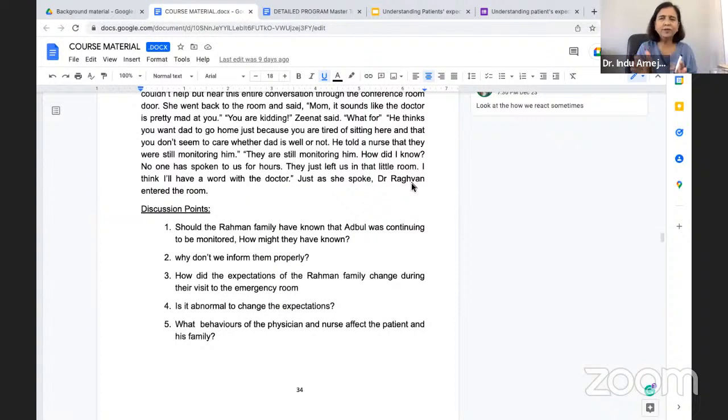Absolutely. So that means there should have been some explanation coming from the doctor and then the nurses, which did not happen. I'm sure you must be seeing this happening a lot of the time. And that becomes a real source of dissatisfaction for patients when they feel that they have not been informed what the situation is. By the way, if I may ask you, why don't we inform them properly? Why don't we share the information?